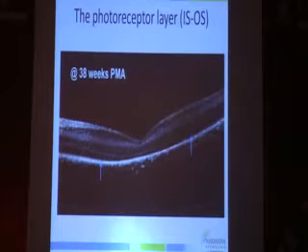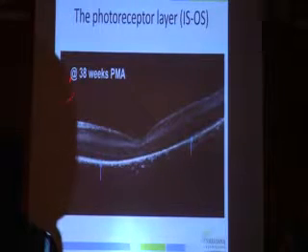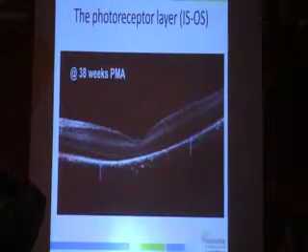So let's look at how we can use OCT to actually map some visual changes. That's what really gets us working, how we can predict vision. So this is a premature baby born at 38 weeks. And now what you see here is just the RPE line.